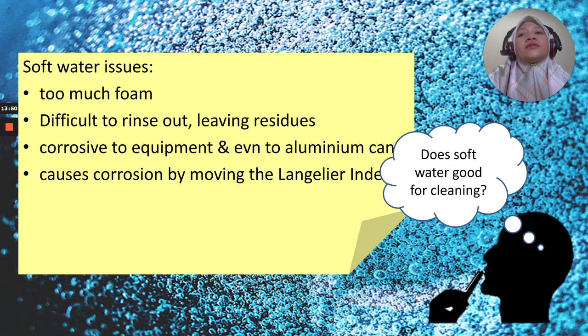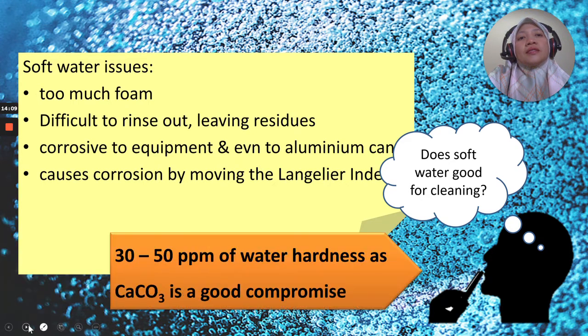So a common application of water softeners in industry is to have a bypass to mix hard water with soft water to obtain reasonable water hardness, which is between 30 to 50 ppm. This is the best water hardness to aim for in industry applications, in order to reduce the effect of hardness, as I explained just now.